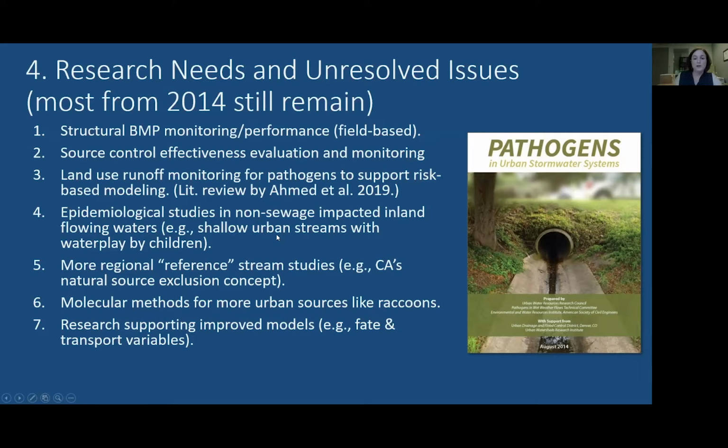And then fourth, epidemiological studies in non-sewage impacted inland flowing waters. For example, maybe a shallow urban stream with water play by children type setting. It'd be great to have some epidemiological studies for those types of areas versus, say, true swim beaches where you have high use intensity and, you know, sewage impacts. Number 5, we could use more regional reference stream studies that give us a sense of the contributions of natural sources to elevated fecal indicator bacteria in streams.